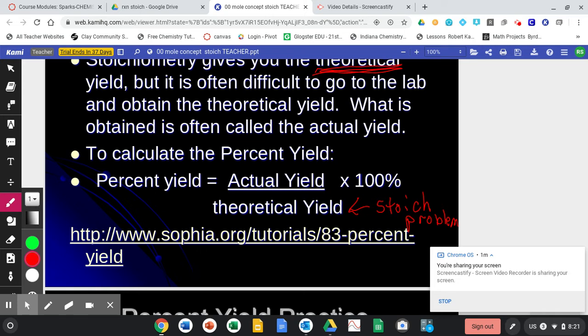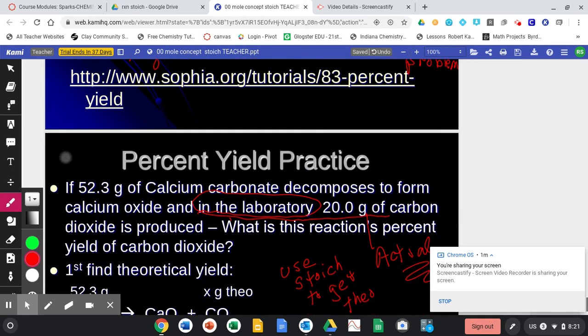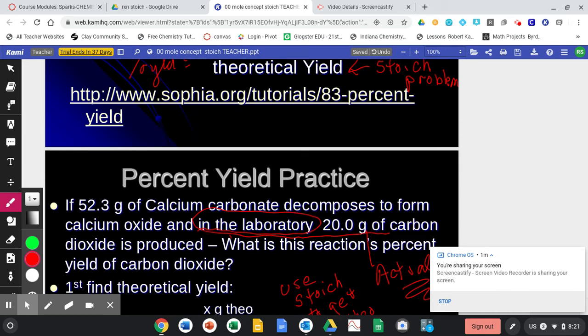So again, the only thing we're doing new is applying this formula: the percent yield is equal to the actual yield divided by the theoretical, and then you do have to change it to percent by multiplying by 100. So here is a problem.